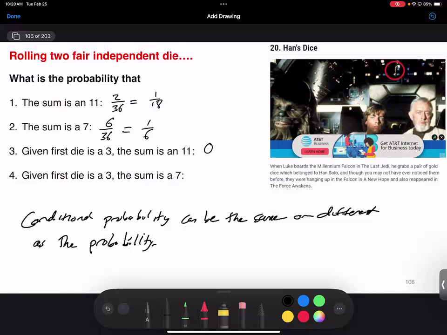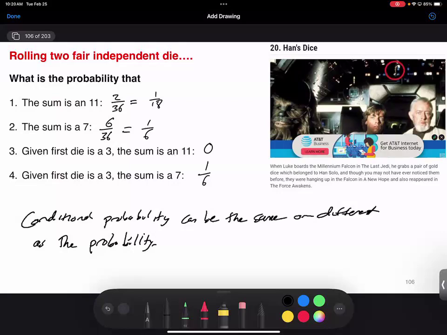So notice that the event that the sum is a 7, have I given you any information about the probability of that happening if I tell you the first die is a 3? Does that give you any information about the sum being a 7 if I tell you the first die is a 3? Okay, what information have I given you?